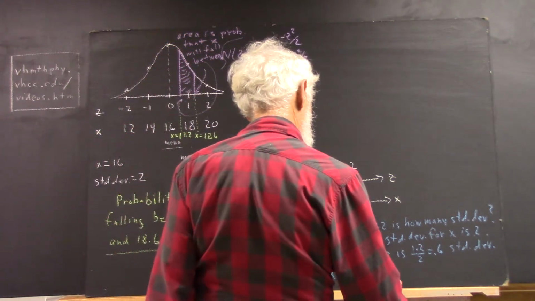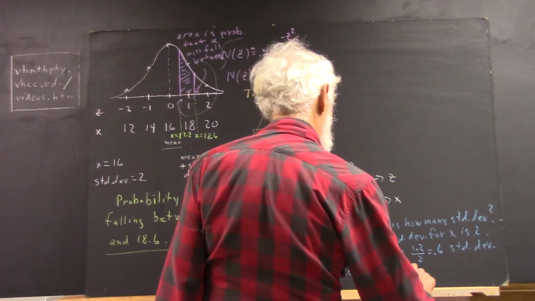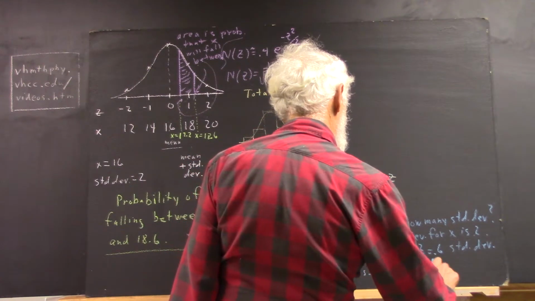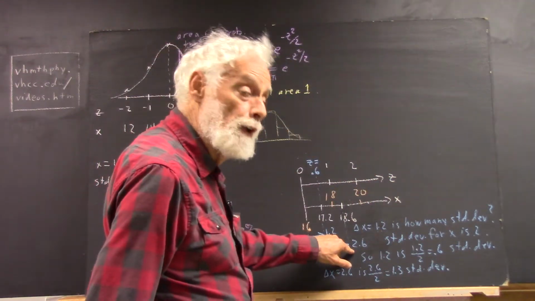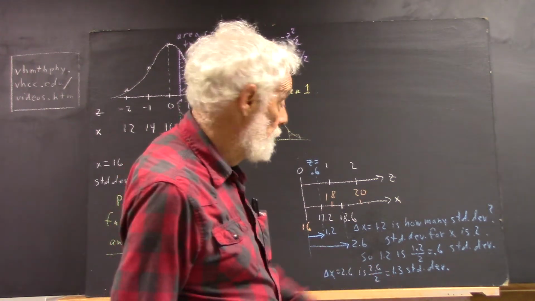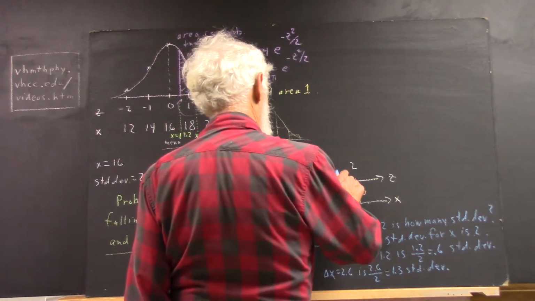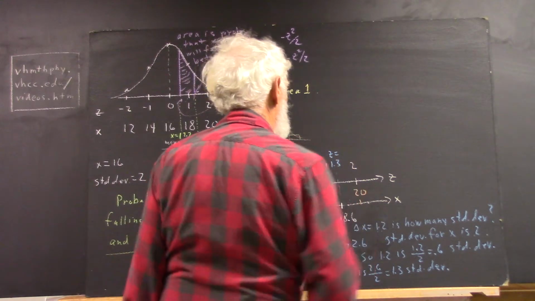Now, if we go from here to here, we have a displacement of 2.6. What is that? That's 2.6 over 2 equals 1.3 standard deviations. Now, this is 2.6 from the mean, so we're 1.3 standard deviations from the mean, meaning that z is 1.3.